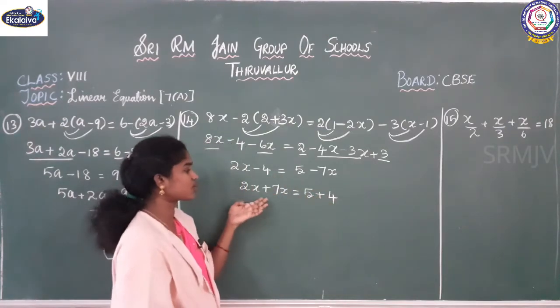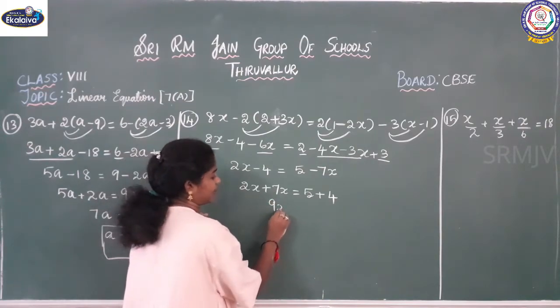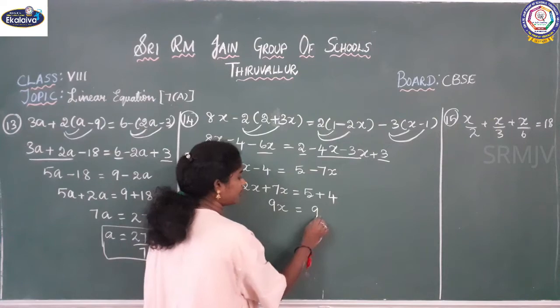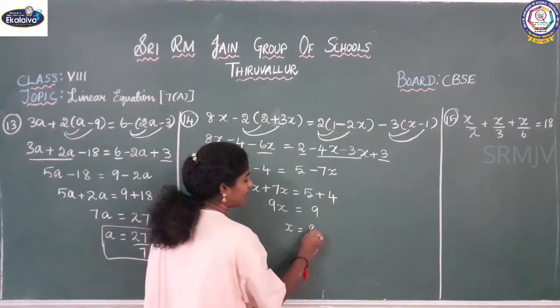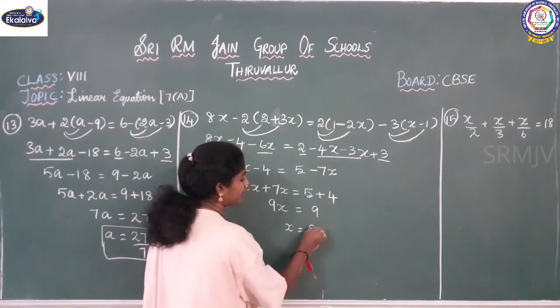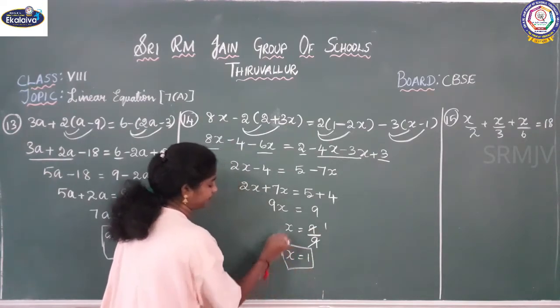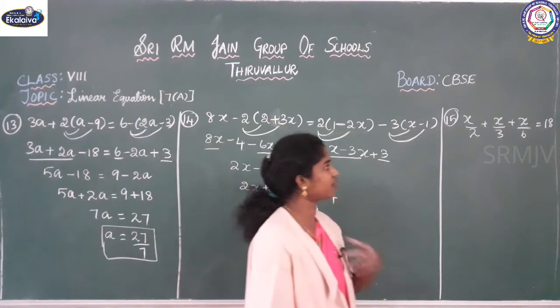Okay. Now what is 2x plus 7x? 9x is equal to, what is 5 plus 4? 9. So x is equal to 9 by 9. We will get the value of x is equal to 1. Okay. Shall we see the 15th sum?